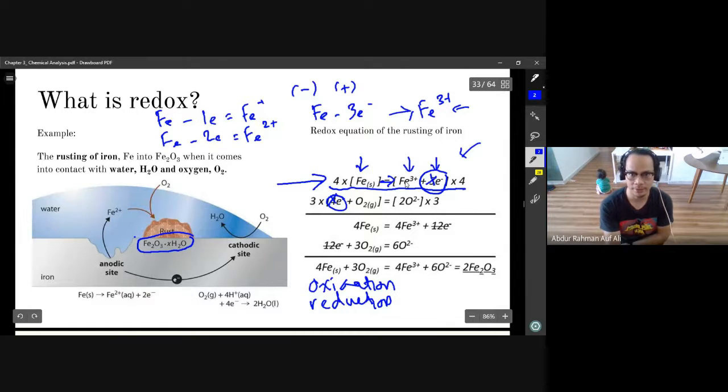So don't worry about the math, the balancing equation right now. Just understand that siapa yang hilang elektron, siapa yang gain elektron. Okay, that's the important thing yang saya nak kamu dapat from this slide. Saya nak kamu faham what is reduction process, what is oxidation process. So for you to understand that, kamu mesti tahu siapa yang lost electron, siapa yang gain electron.